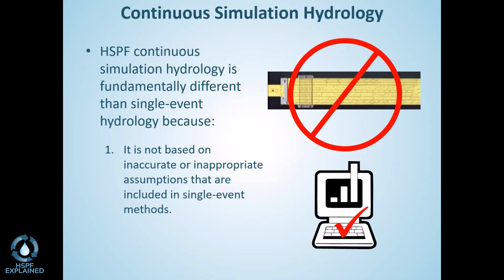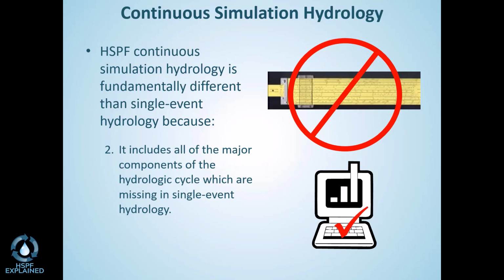Now, continuous simulation hydrology is different than single event hydrology. It is based upon how we model the hydrologic cycle rather than making a series of inaccurate or inappropriate assumptions that are used in the single event methods. Single event methods were developed when all we had was a slide rule to do our calculations, so we had to keep it simple. With computers that we have today, we can do a lot more calculations a lot more quickly and really better represent what's going on in the hydrologic cycle.